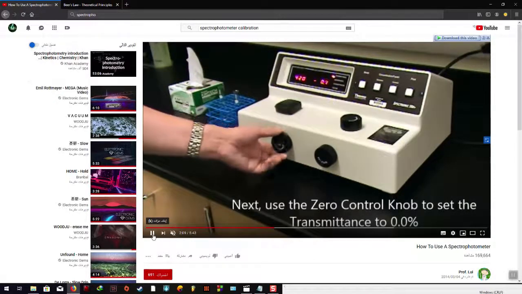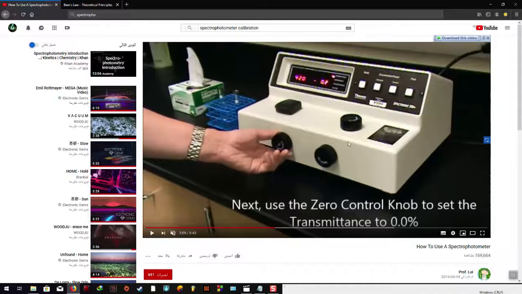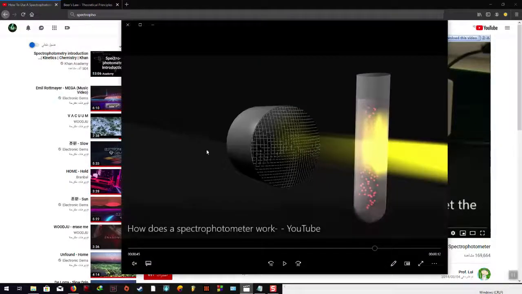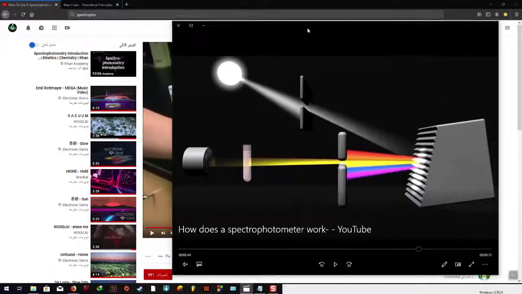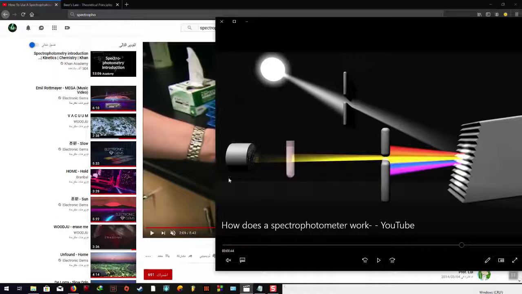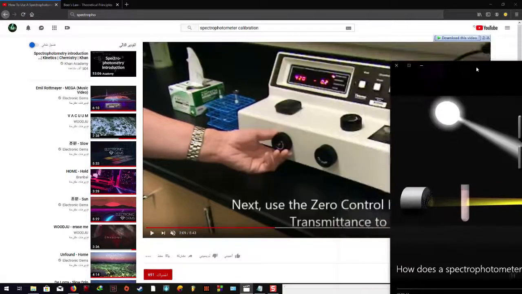Now what we must do is tell the detector, first of all, this must be closed. The slit is closed when there is no sample in place. When there's no sample in place, it means no light will reach the detector. So what we are going to do first is tell the detector to ignore all the light. There's no light here because it is dark inside.